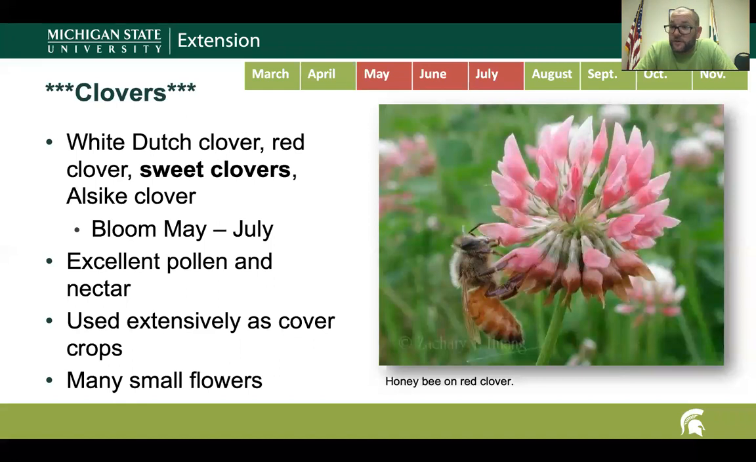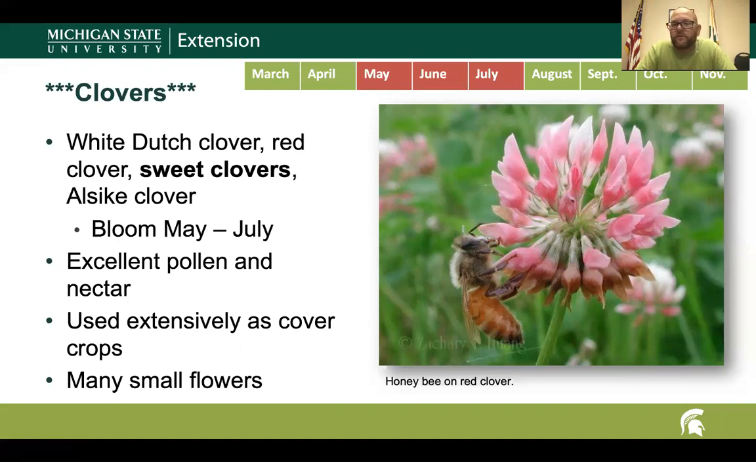Clover, like I've mentioned with other really good honey plants, has lots of flowers in a very small area. That is always a quality that we see with really good honey plants, or generally, I shouldn't say always, but mostly that's what we see. You'll see that I have in bold here sweet clovers. Sweet clovers are the best clovers to use for honey production. Hands down, yellow sweet clover by far. If you're going to do any clover, yellow sweet clover is the one you want.